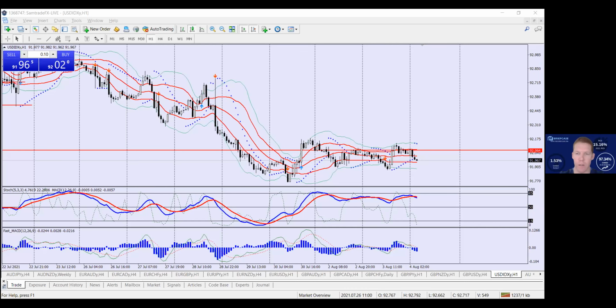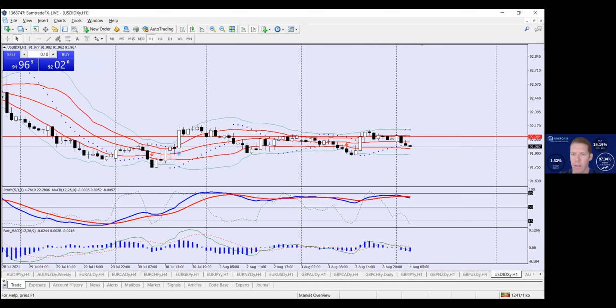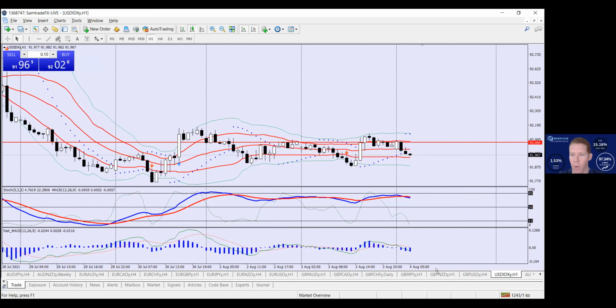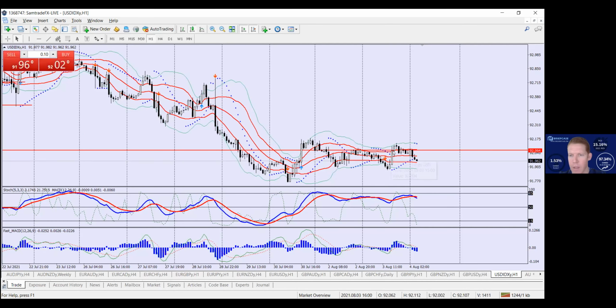Happy Wednesday as well. So the US dollar looked like a potential breakout over 92.04, 92.06, but it didn't quite eventuate. What we did see was price get to around 92.12 or so, or even a little bit higher, 92.13. And this was earlier in the US session at around 9 o'clock or so.